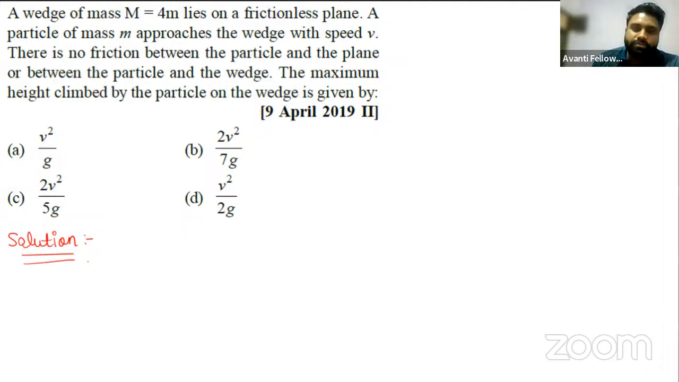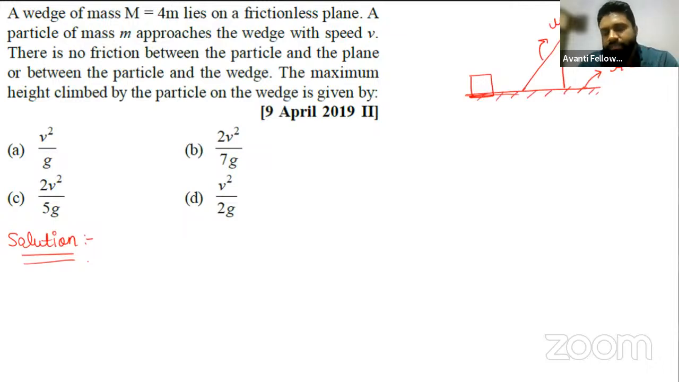So here in this question, a wedge is given to you and there is a particle block also given to you, and this is the surface. This surface is also frictionless. Now what will happen when this block is approaching this wedge? Let's say the wedge is W, and this is mass M. It is approaching with a speed V.